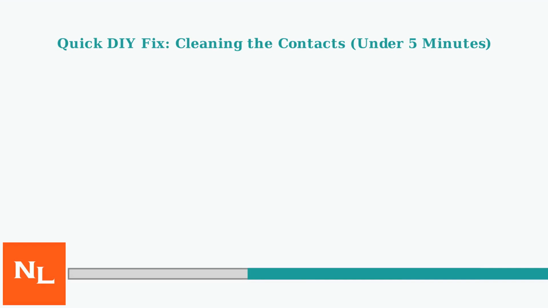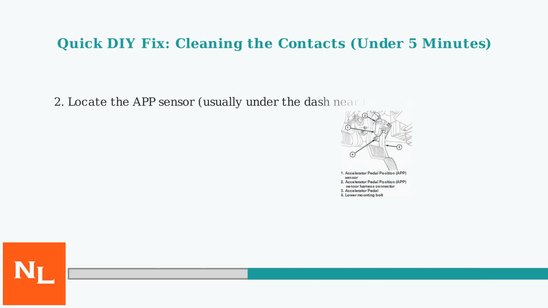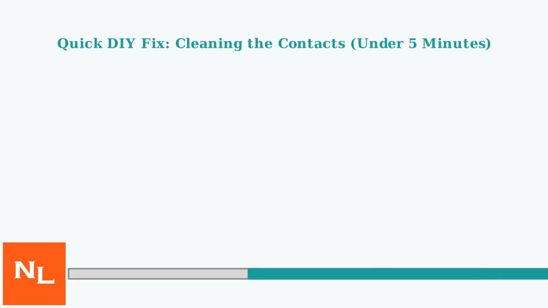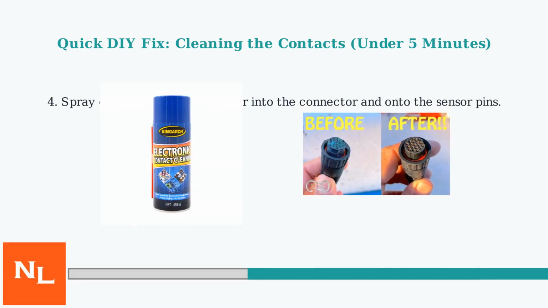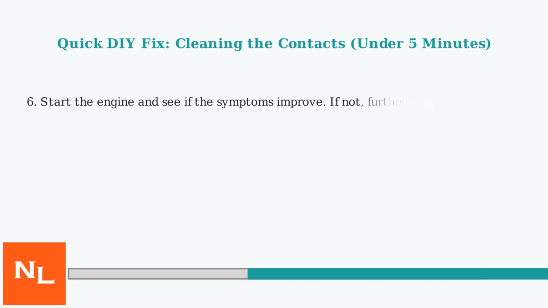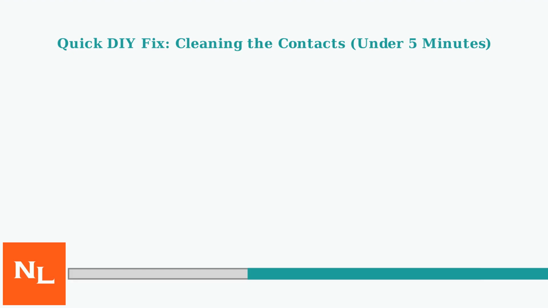Here's a quick DIY fix that takes under 5 minutes. First, disconnect the negative battery cable for safety. Locate the APP sensor, typically under the dash near the accelerator pedal. Unplug the connector from the sensor. Spray electrical contact cleaner into the connector and onto the sensor pins to remove dirt and corrosion. Reconnect the connector and battery cable. Start the engine and check if the symptoms have improved. If not, professional diagnosis may be required.